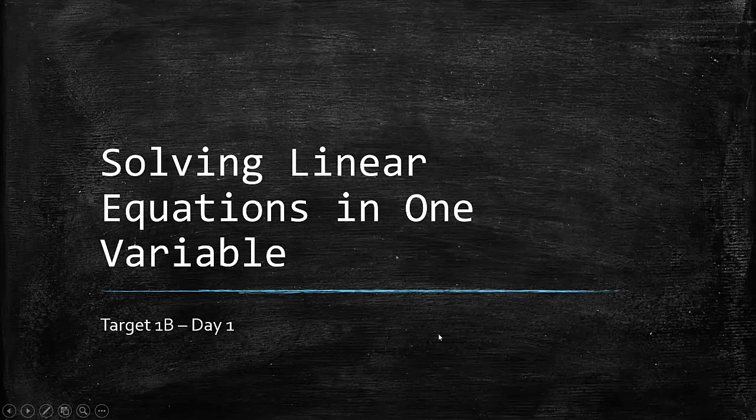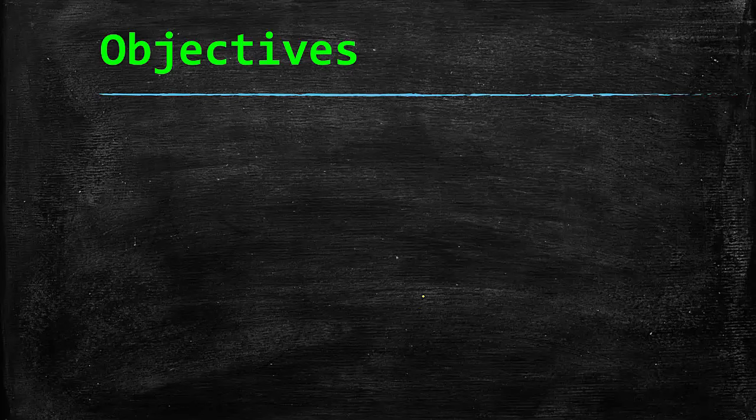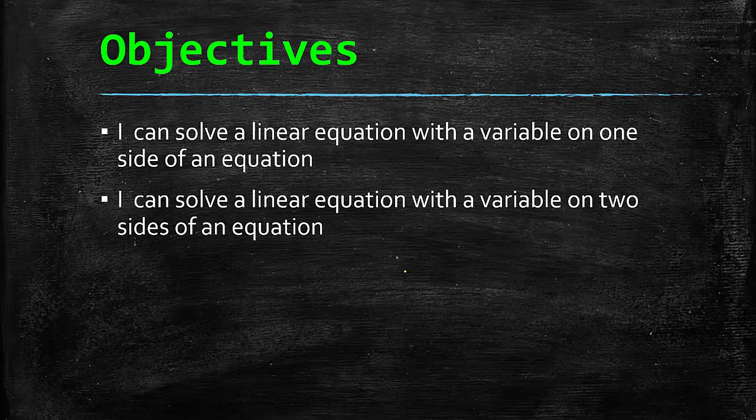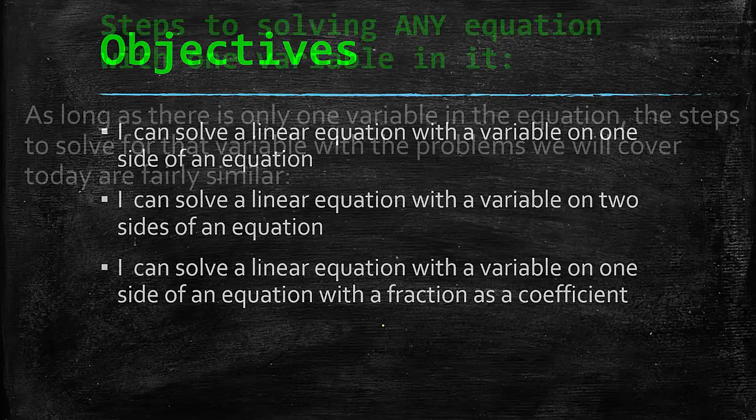Alright, so we are doing solving linear equations in one variable. This is target 1B, and it's just going to be day one today, so we're just going to cover a little bit of it. Your objectives for today: I can solve a linear equation with a variable on one side of an equation. I can solve a linear equation with a variable on two sides of an equation. And I can solve a linear equation with a variable on one side of an equation with a fraction as a coefficient. So that last one will be the hardest.